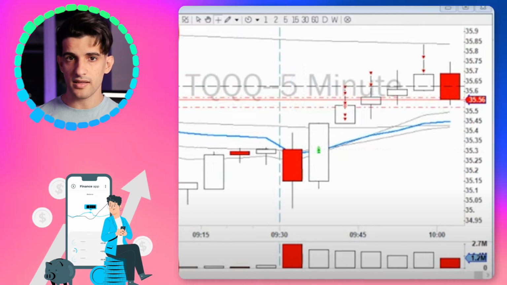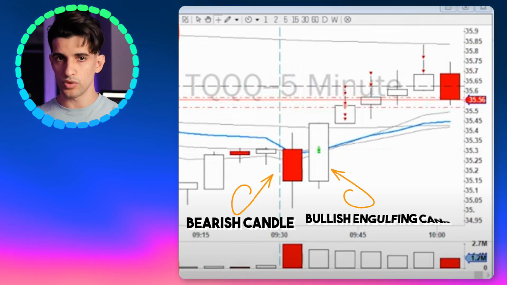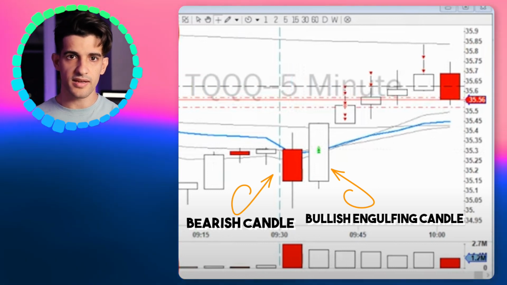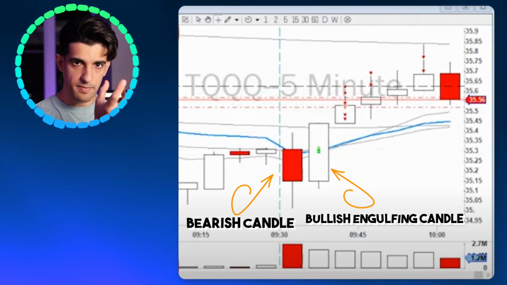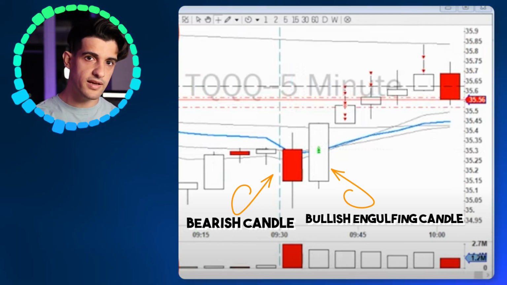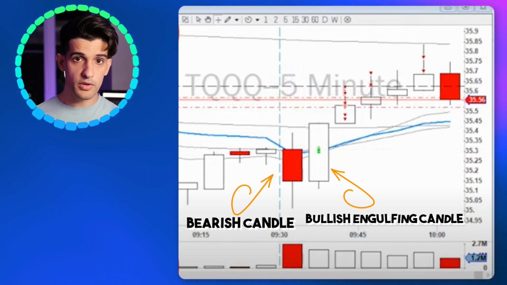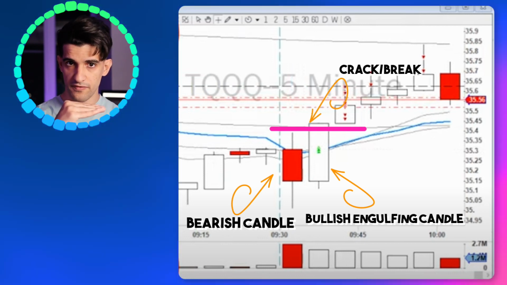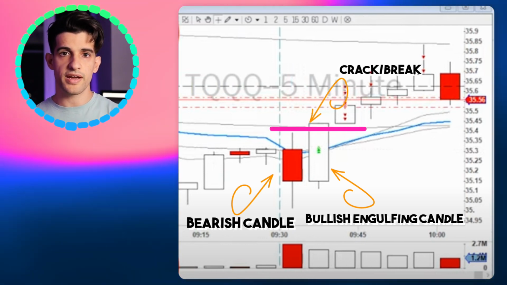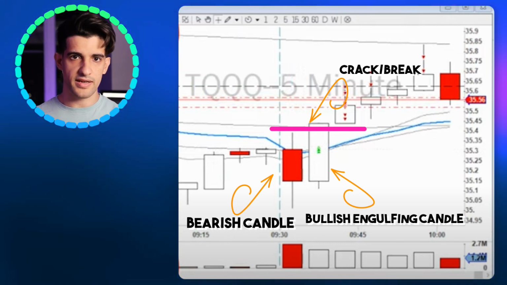The first candle should be a bearish candle, and the second candle is a bullish candle, and hence comes the engulfing part. The first candle is a bearish candle, second candle is a bullish candle that fully engulfs the first candle. In this case, it's a bullish engulfing candle, and the moment you break the open range or the first candle range, you get the crack part or the break, and this is why it's called the engulfing crack strategy.